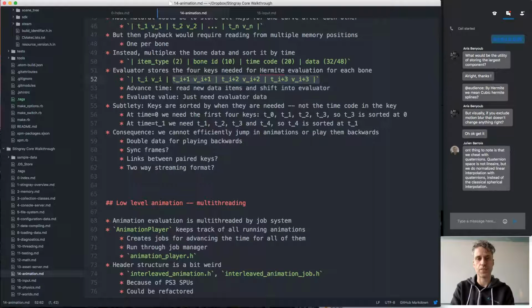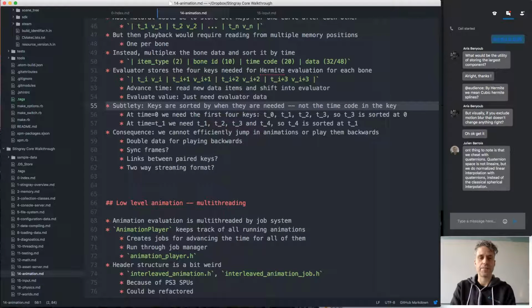So advancing time, we just process this data linearly and add the keys that we find to the evaluator. And then when we need to evaluate the curve at a specific time, we just use these evaluator values that we've copied out of this data. So this is accessed locally and doesn't cause cache misses. We just evaluate the curve using these parameters.